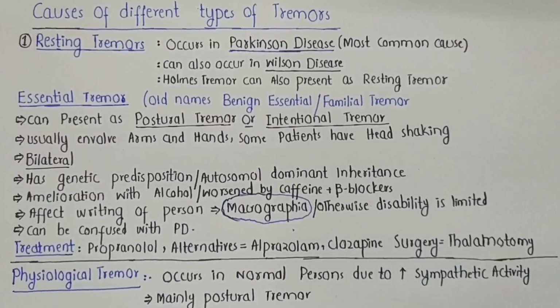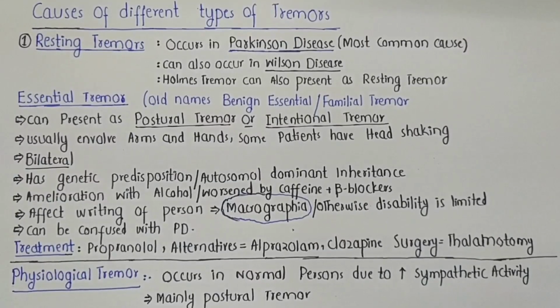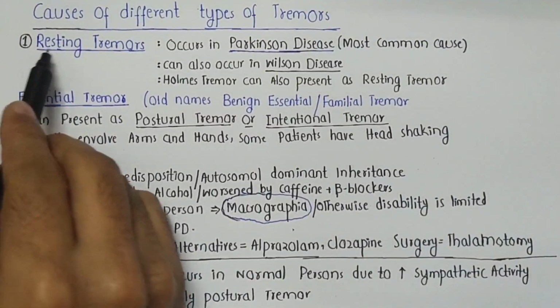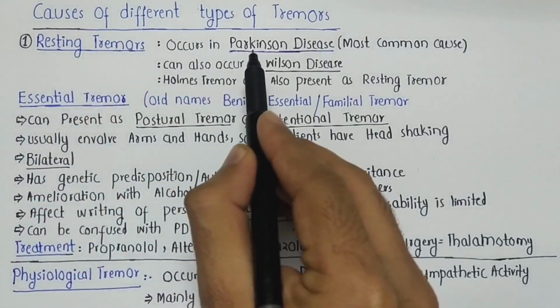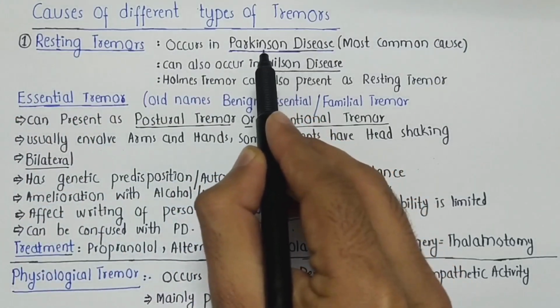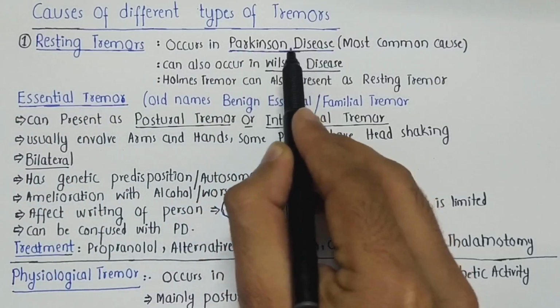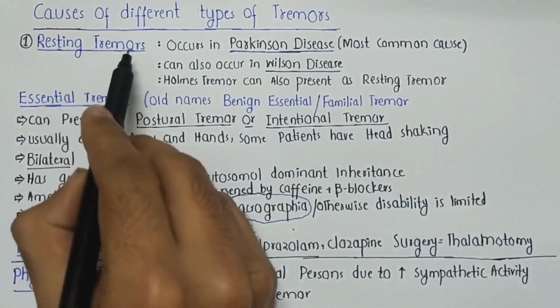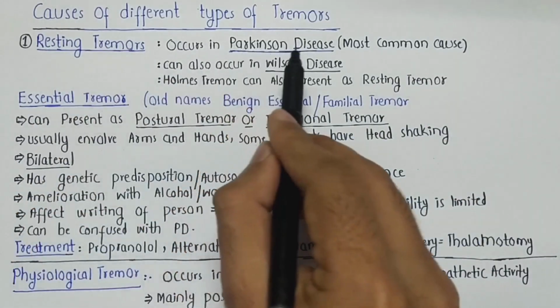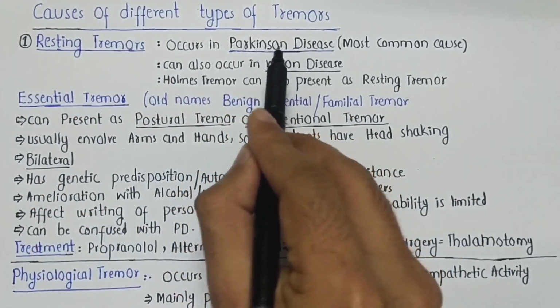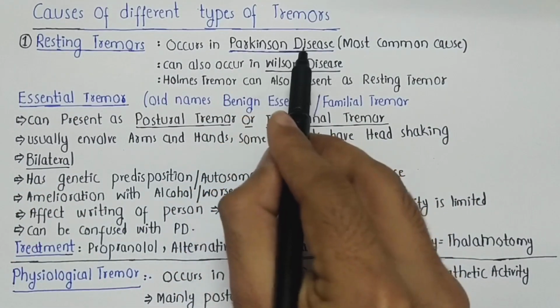Now let's talk about the causes of different types of tremors. First of all, we will talk about the resting tremors. Resting tremors typically occur in Parkinson's disease, which is regarded as the most common cause of resting tremors.